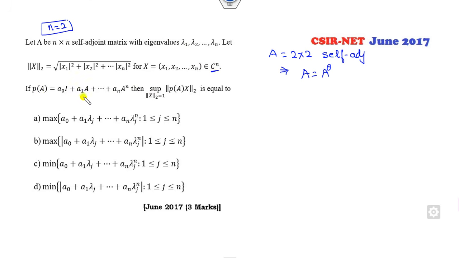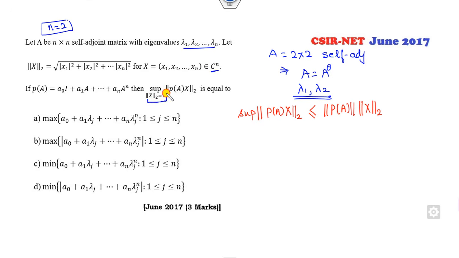Then P of A is a polynomial of A, with eigenvalues lambda 1 and lambda 2. Then your target is to find the supremum over this norm of x. We all know this is less than or equal to norm of P of A into norm of x, but we have to find the supremum over norm x is 1. So this value will be 1. So it is less than or equal to, it's a supremum.